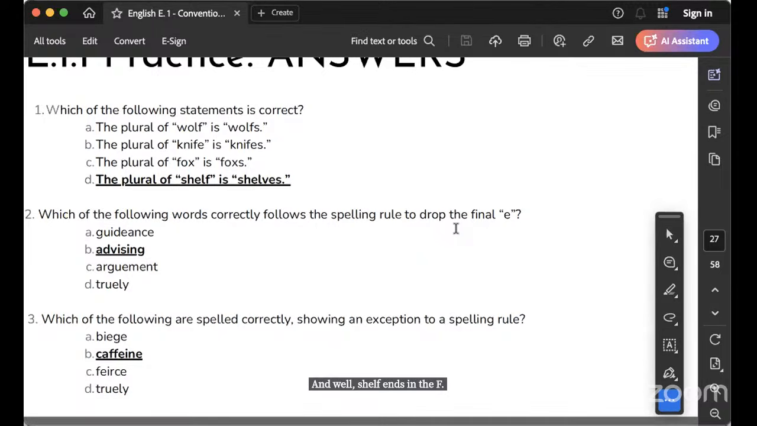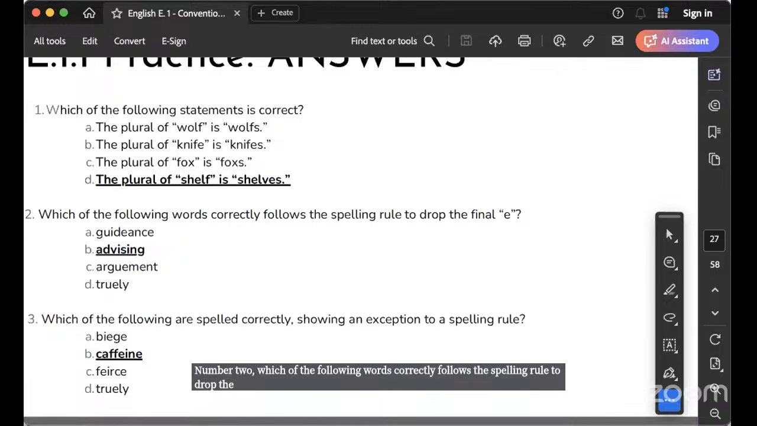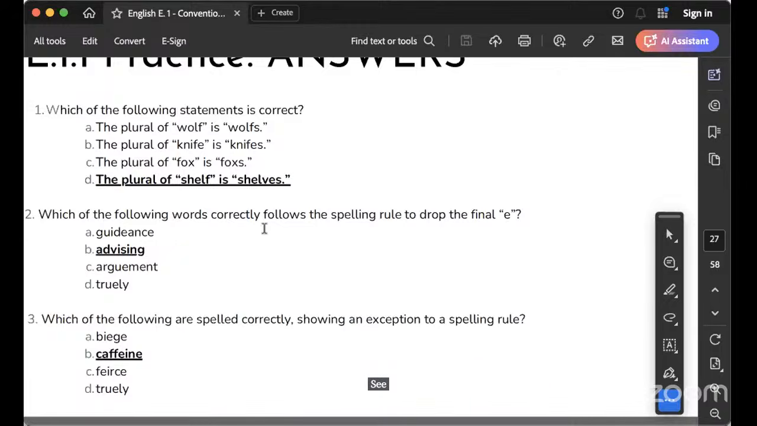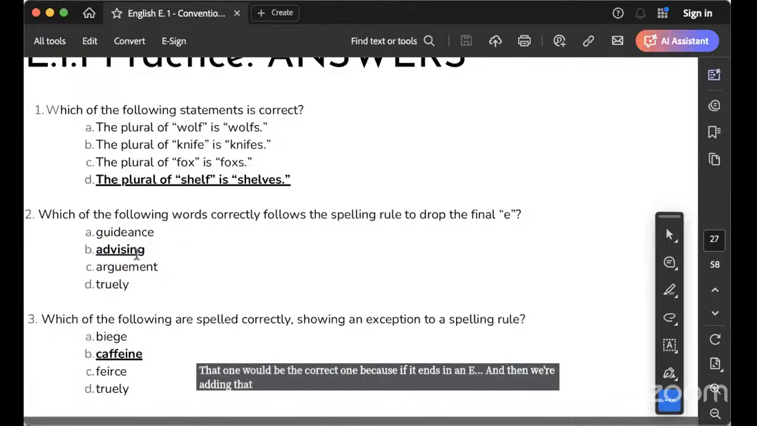Number 2, which of the following words correctly follows the spelling rule to drop the final E? So this one, it tells you which specific rule you're trying to look for. But remember, advising, that one would be the correct one because if it ends in an E and then we're adding that ing, a suffix that begins with an I, we have to drop the E off.